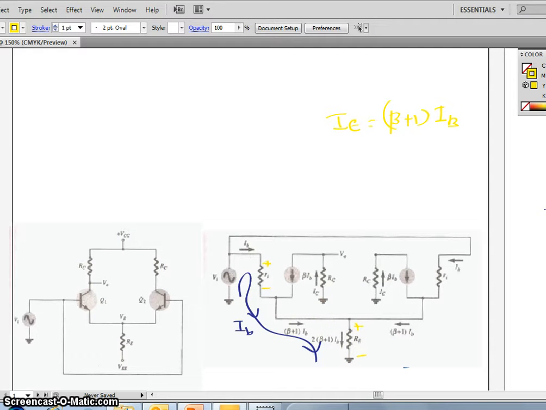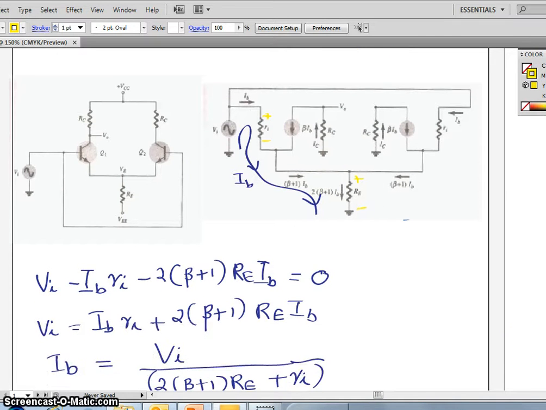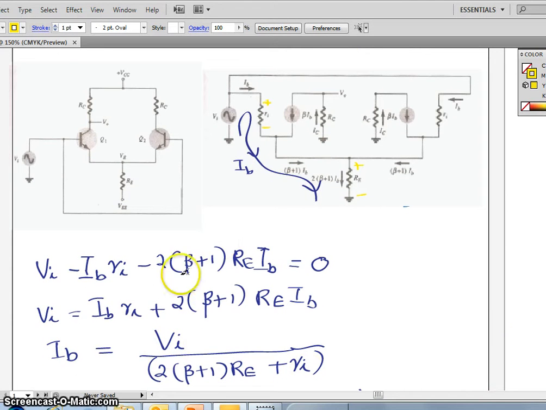Now write the KVL equation for this loop. The input voltage is VI. Now plus to minus, RI multiplied by IB comes here. Again plus to minus, 2 times beta plus 1 IB multiplied by RE, should be equal to 0. Readjusting the equation to get IB, IB is equal to VI divided by 2 into beta plus 1 RE plus RI.